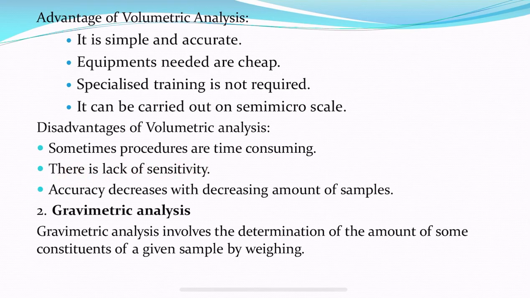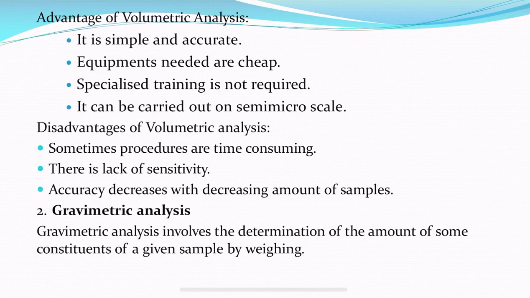There is also a lack of sensitivity in volumetric analysis, and accuracy decreases with the decreasing amount of sample. If we go to lower concentrations, like 0.01, 0.001, the amount of sample present in the solution decreases, so the accuracy also decreases. Okay. So, these are the disadvantages of volumetric analysis.